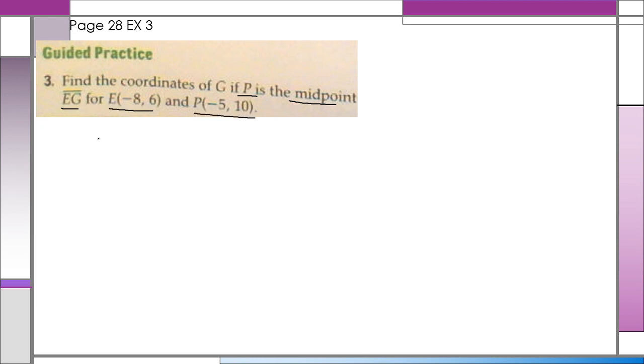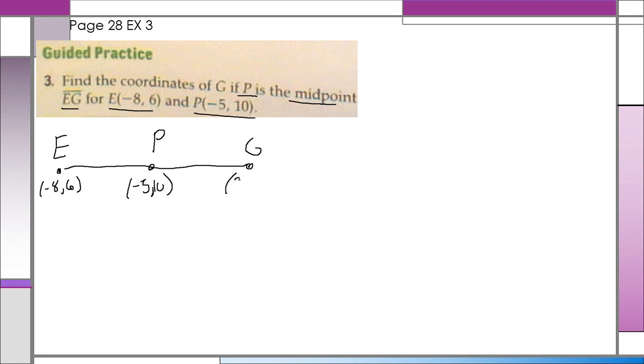So once again, let's draw out a picture here. We have the segment EG, and it says P is the midpoint. So P is somewhere in the middle. We know that E is at -8, comma, 6, and P is at -5, comma, 10. And we want to know what point is G at? Question mark, question mark. Well, what we do is the same thing as before. We find our x first, then our y.